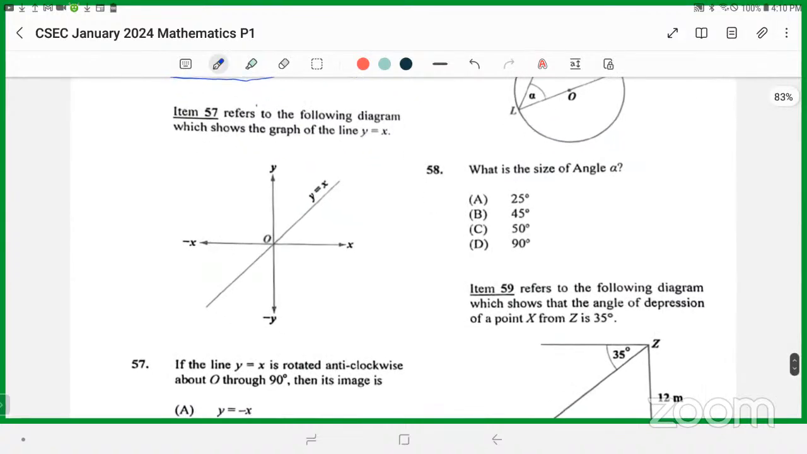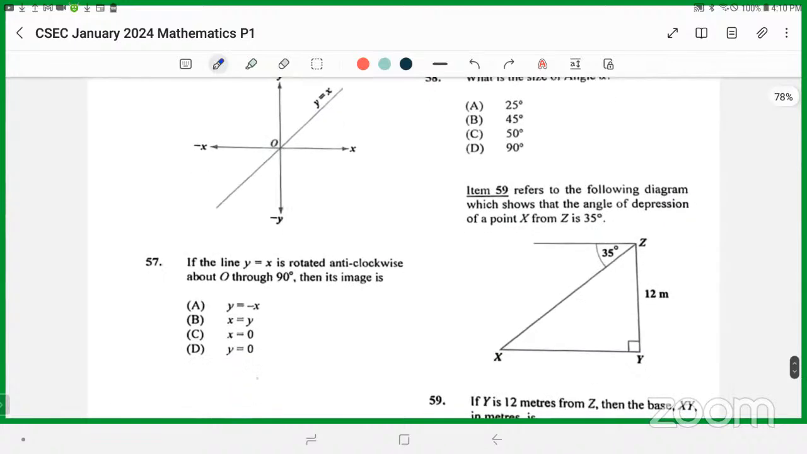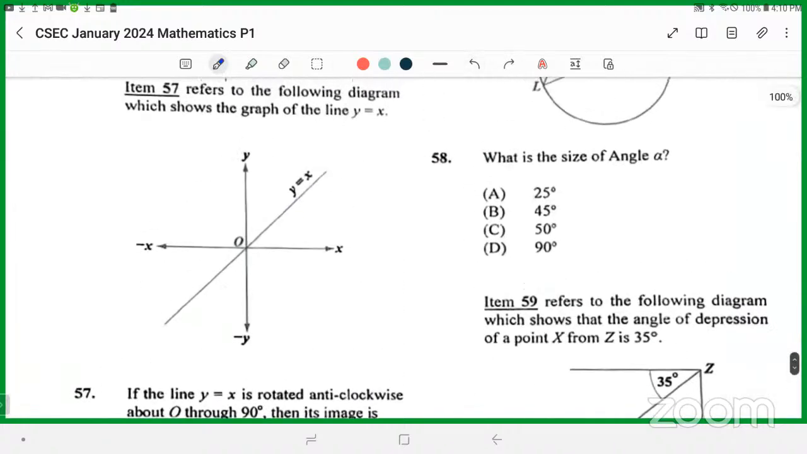Next question says, refers to this diagram. It shows the line y equals x. And it says, if the line y equals x is rotated anticlockwise about the origin, that is the origin here, through 90 degrees only, then the image is what? Or which one of these lines is the image? All right, so if you take that line and rotate it 90 degrees this way, it's basically going to go like so.